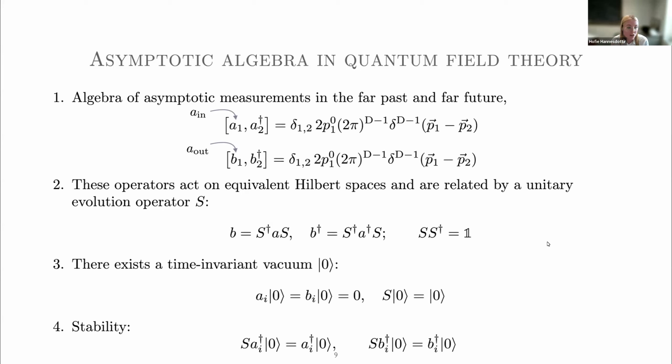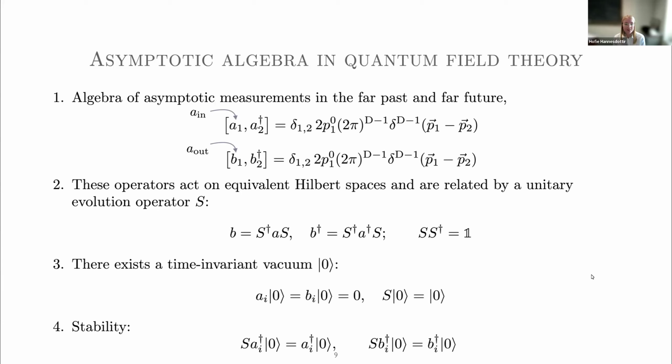We also assume that these operators act on equivalent Hilbert spaces and that they're related by a unitary evolution operator that we call S. So basically the future operators are obtained from the past operators by evolution with S. And this is all in the Heisenberg picture. So we have B equals S dagger A S, and same for B dagger. And then we also assume unitarity. So we assume that S S dagger is 1.